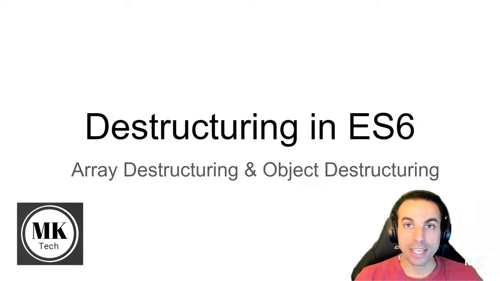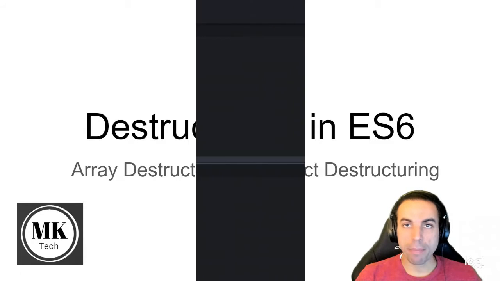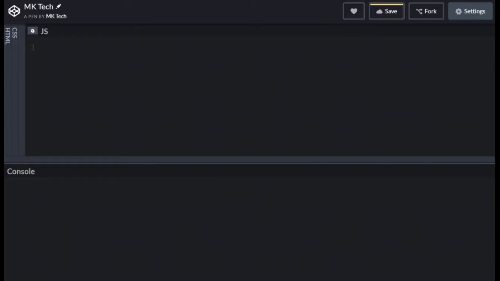My name is Marcelo and today we are going to talk about array and object destructuring. That is an easy way to extract element properties from an array or from an object. So let's see this in practice. So I will give you now a brief example about array and object destructuring. For that I'm using CodePen.